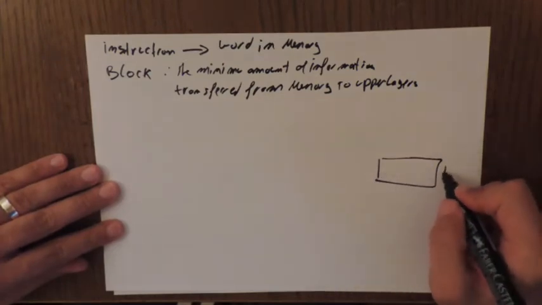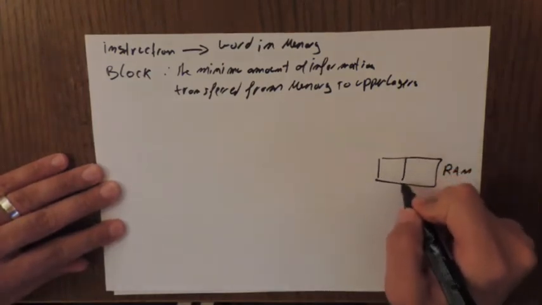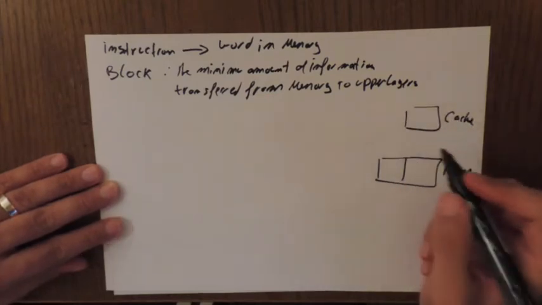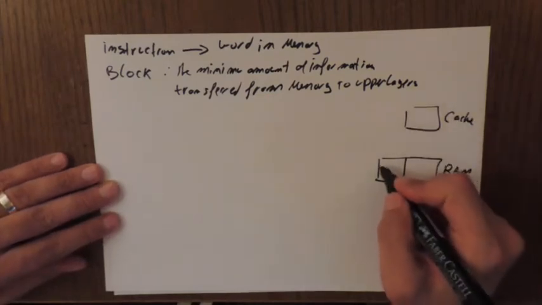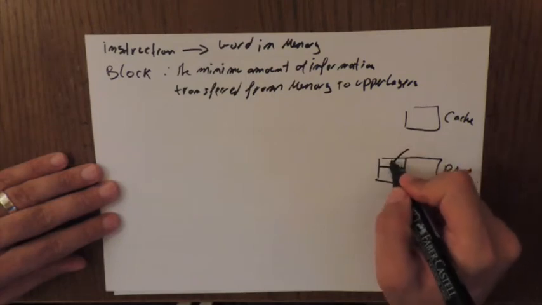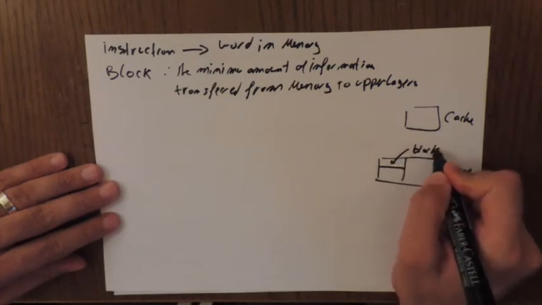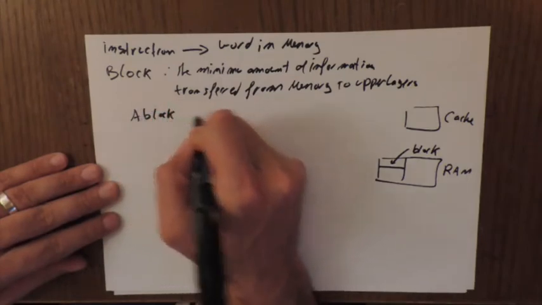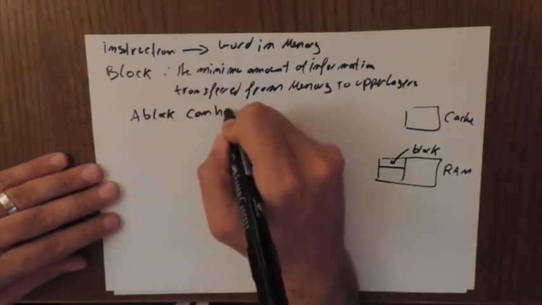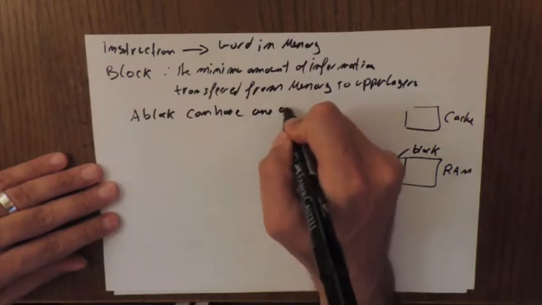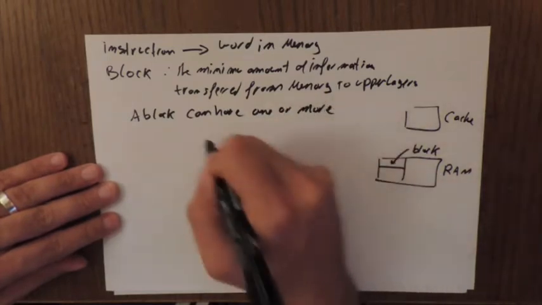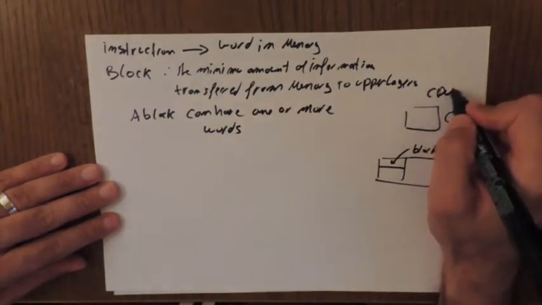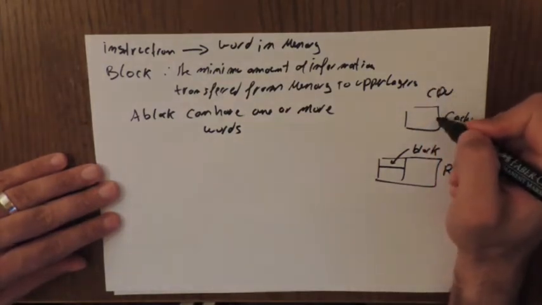When we say memory, I mean the RAM. So we have the program here and we have the cache. So of course, the minimum amount of information is called a block. A block can have one or more words.